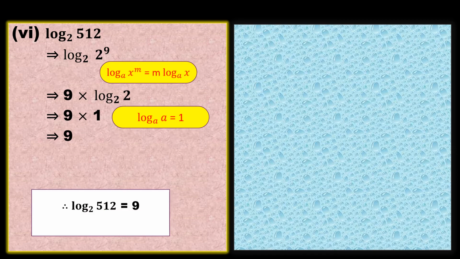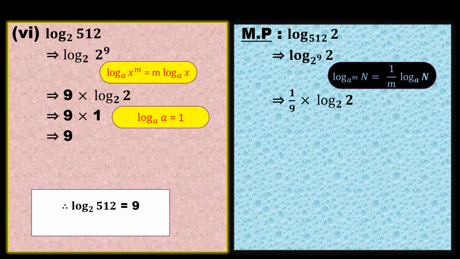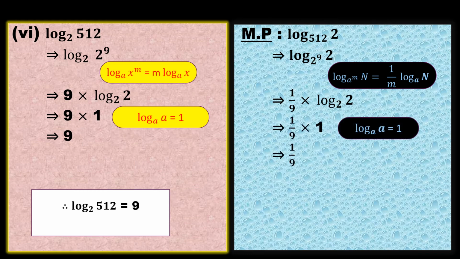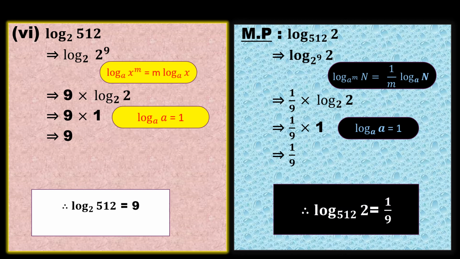Now I will interchange my question. 2 as the base and 512 as the argument. So 512 wherever it is, you should write as 2 power 9. Now if the base is different, this will become the reciprocal, right? So 1 by 9 log 2 base 2. When the base and the power are same, its value is 1. So 1 by 9 into 1 is 1 by 9. So here you got 9 and here you got 1 by 9. Clear? These formulas are very important. So let us go to the next problem.